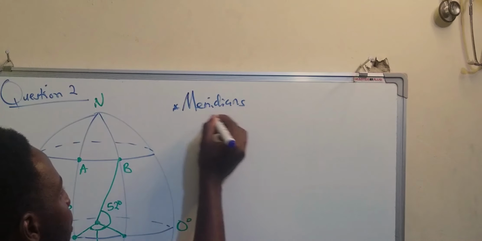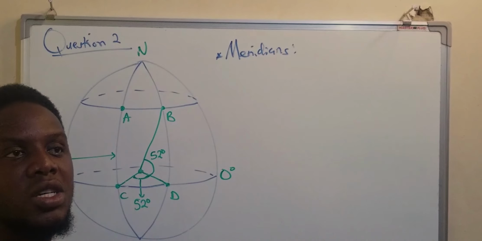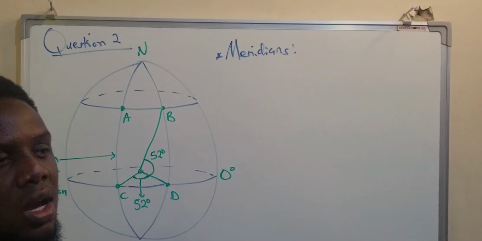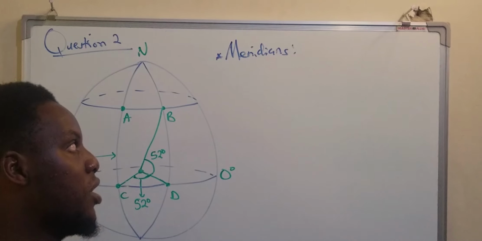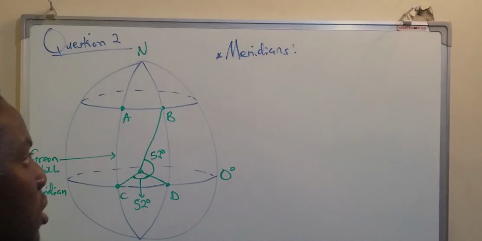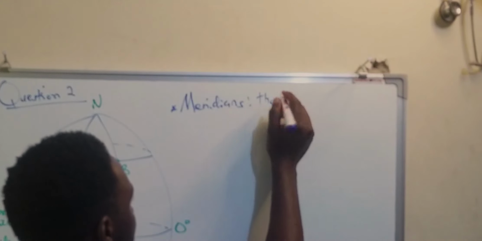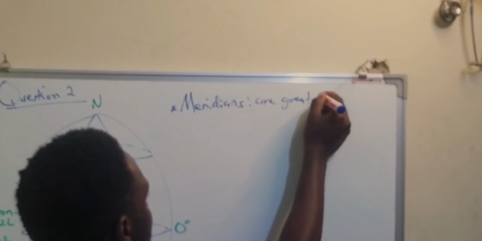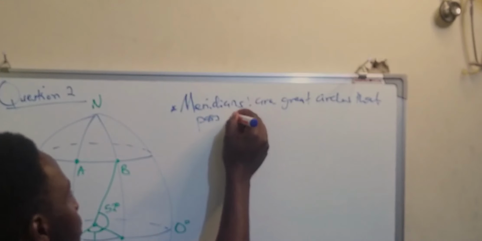Now, if you remember, in our first video we talked about great circles and small circles, and I said that great circles are those imaginary lines that have their center at the center of the earth. And we said all longitudes are great circles, whilst in the latitudes only the equator is a great circle. Now what you should know is that these meridians are actually great circles that pass on both poles.